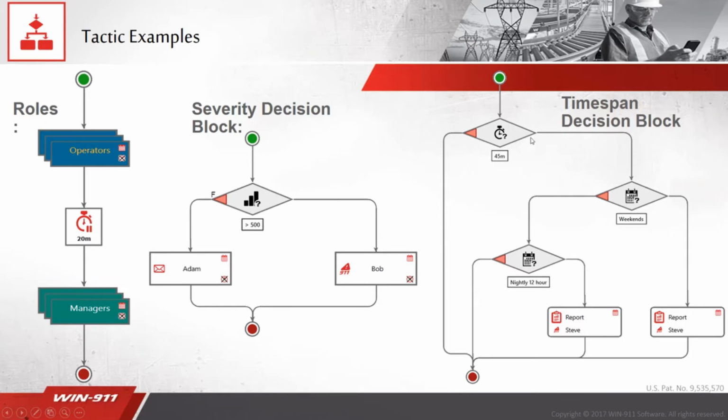And on this one, we can put in a time decision block. This is saying when the strategy kicks in, because of the alarm event, we're going to wait 45 minutes. If it's the weekend, so that's our next decision block. Is it weekend true? So yes, weekend. We're going to send a report to Steve on his mobile app. If it's weekend false, so not the weekend, we're going to go to the next decision block, which is the nightly 12-hour schedule. So if we are on that schedule, the true side, we're going to send a report to Steve on his mobile app. Or conversely, if it is not a nightly 12-hour schedule, then we are going to do nothing. Let's move on to the next couple of examples here.